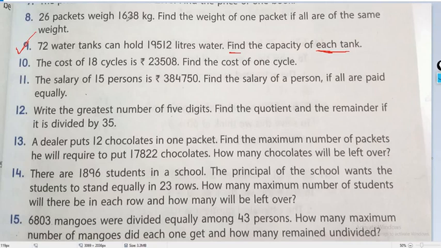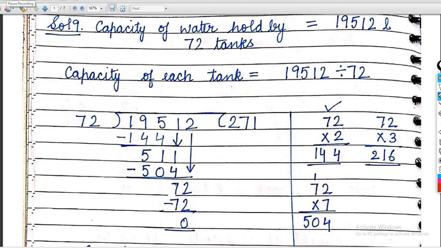So this is the concept that I have already taught you. If one to many, multiply, but if many is given and you have to find out one, you have to divide, right? So let me show you the solution so that you can also do the calculation with me. So students, as you can see on the screen, we will simply write: capacity of water held by 72 tanks, 19,512 liters, and we have to find out the capacity of each tank.